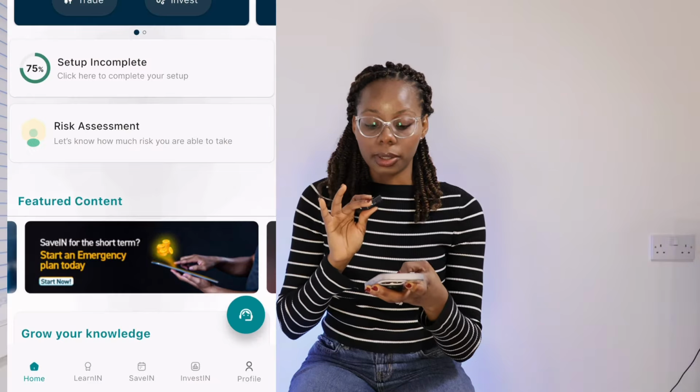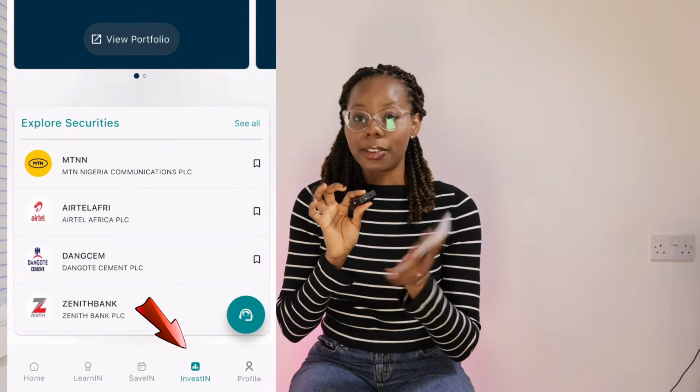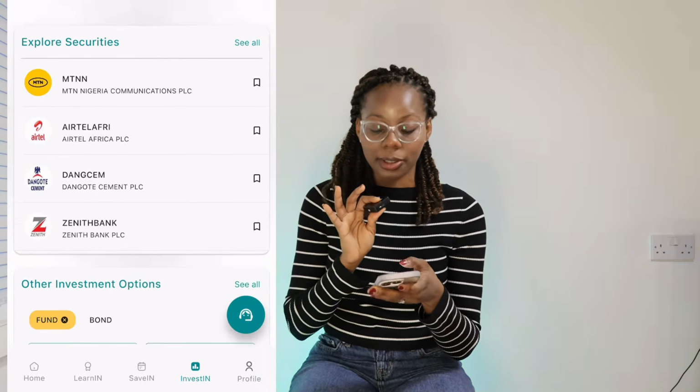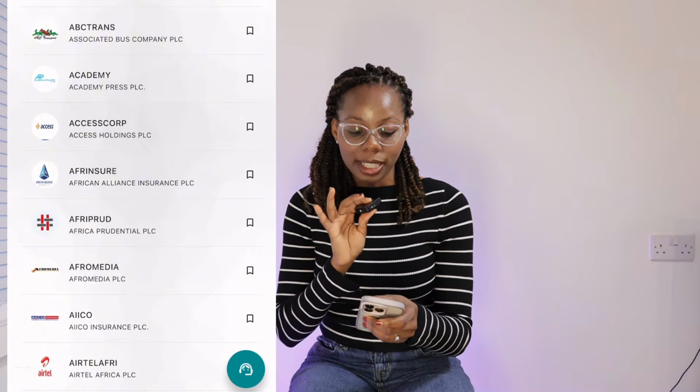The first thing I'll do is to fund my wallet. I already did that. So all I need to do now is to come to the investing section. I'll click on that. I already see the list of some securities they have here, MTN, Airtel, and all that, but I'm not interested in that yet. So I'll click on see all securities.